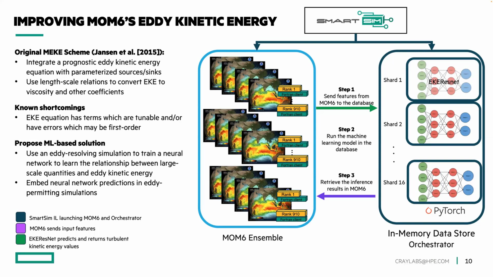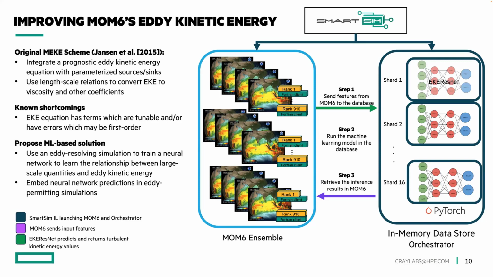Before our study, the state of the art was just to use a prognostic equation with parameterized sources and sinks, and then use some length scale relations to convert the EKE to viscosity and other coefficients. But there were problems. The equation has terms that are tunable, free terms, as I said, they're not super well motivated. It's always difficult to find the right parameters, and the model can induce errors, which may be even first order, which lead to divergence of the prediction.